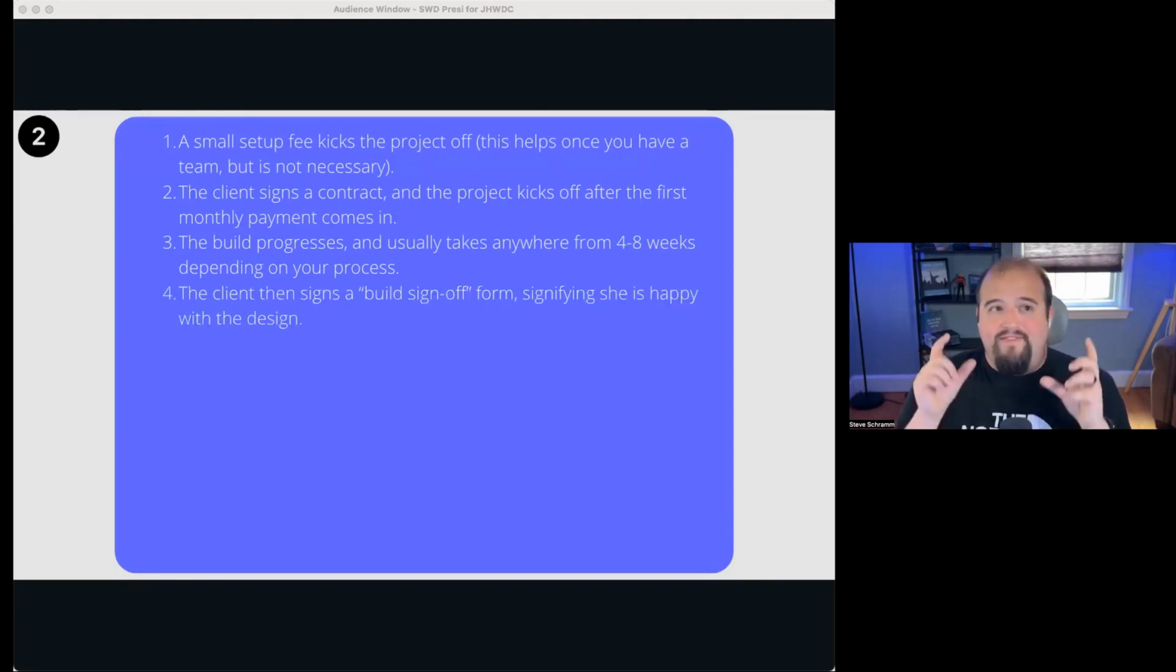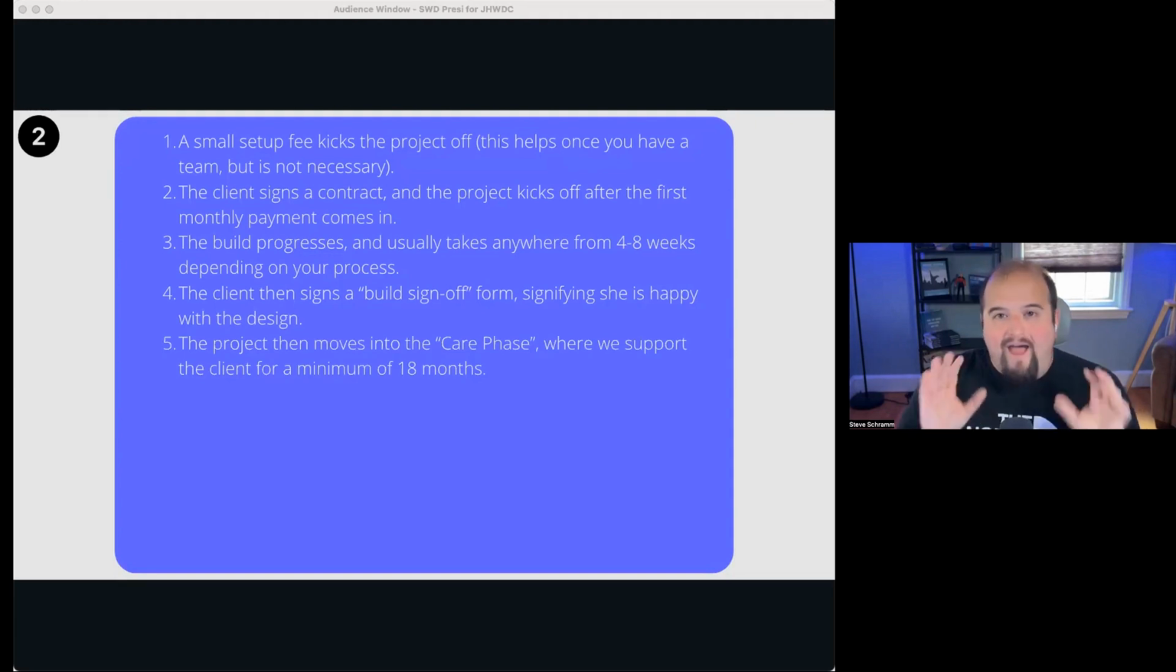And this is huge. At the end of that period of time, when we're done actually building and designing the site, the client signs what I call a build sign off form, signifying both to her and to me that she is happy with the design. Okay. After that, she's happy with the design, because you don't want to be 6 months from now putting 8 hours a month into a website. And again, that's the mistake I made with a buddy of mine, and I won't make it again.